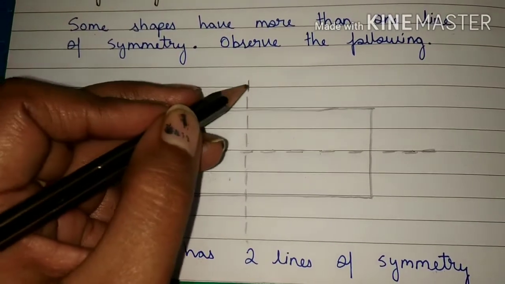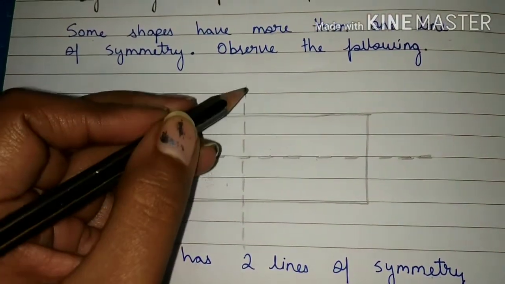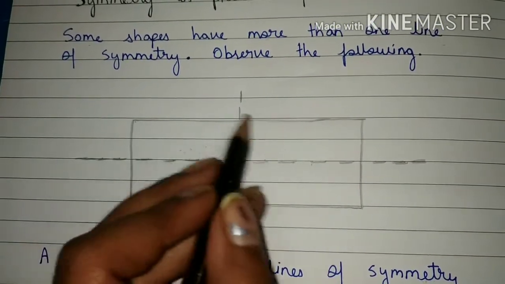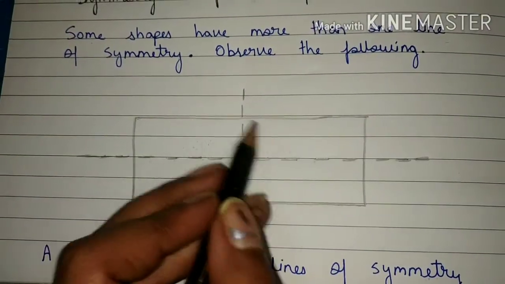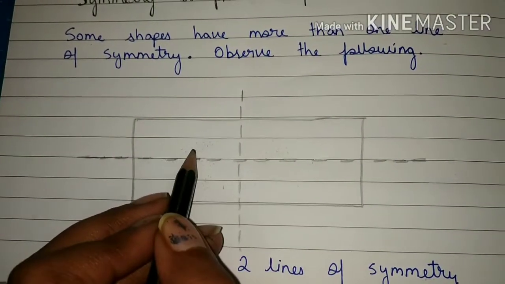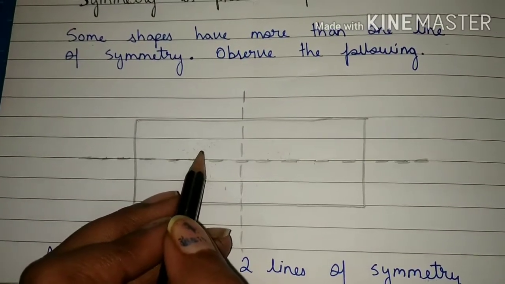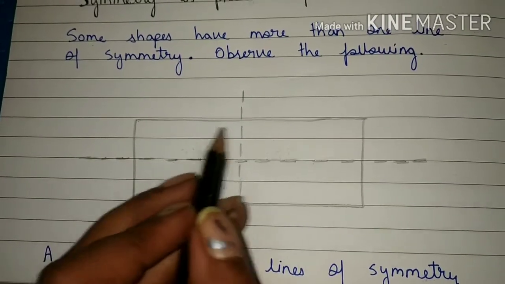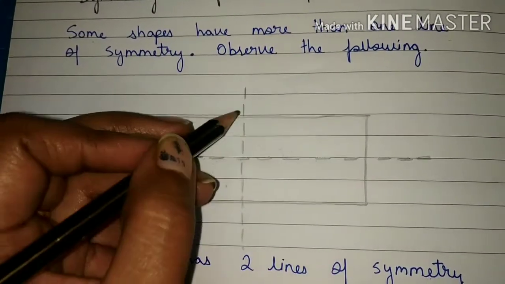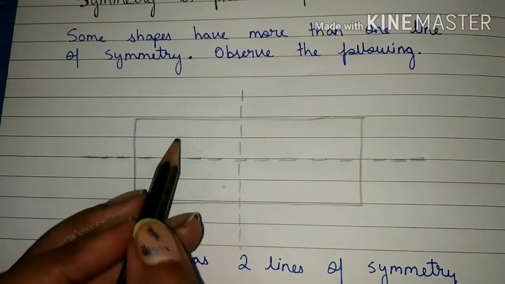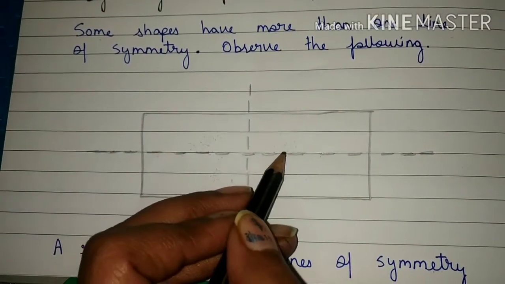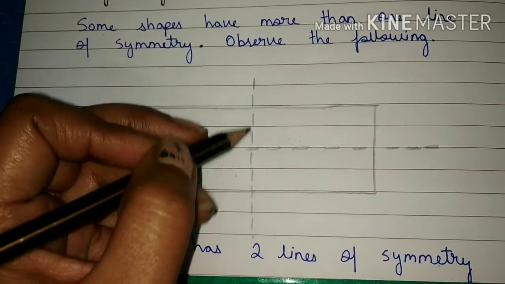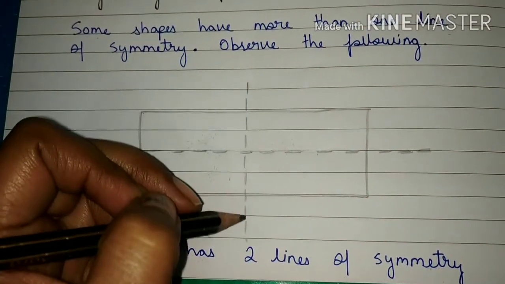Students, if you draw a vertical line like this, after that fold the figure along that line, you will notice that the two equal parts are overlapping each other, or they are covering each other, or facing each other. Why are they overlapping each other? Because this line divides the figure into two equal parts of same shape and size. So students, this line is known as line of symmetry.